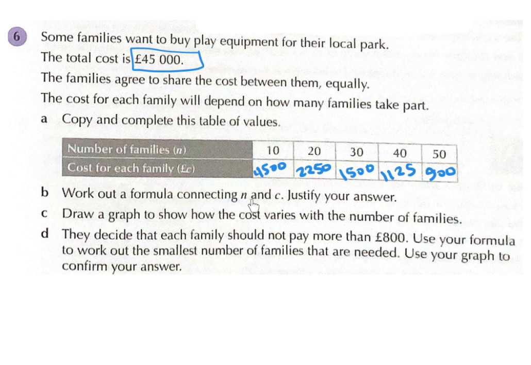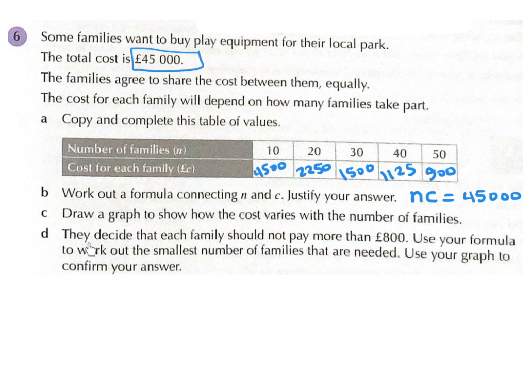Work out a formula connecting N and C. Justify your answer. Yes. N times C equals 45,000. Because if you multiply the number of families by the cost of each, you get 45,000. So N times C is 45,000.